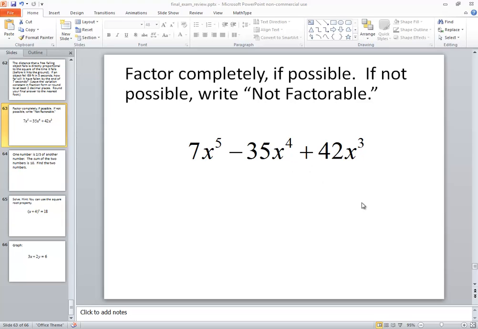Let's take a look at this problem. We want to factor completely, if possible. If not possible, write not factorable.